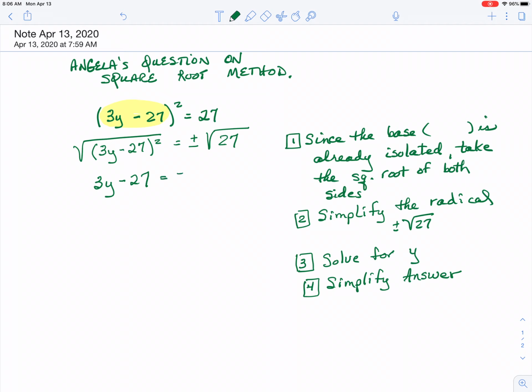And I'm going to break apart this 27 into 9 times 3, because 9 is a perfect square, and I will be able to simplify the radical. Let me go ahead and do that. So the 3 will come out from under the radical, and this 3 that cannot be simplified there will stay under the radical. All right, so it looks like the next thing I need to do is to add 27 to both sides.